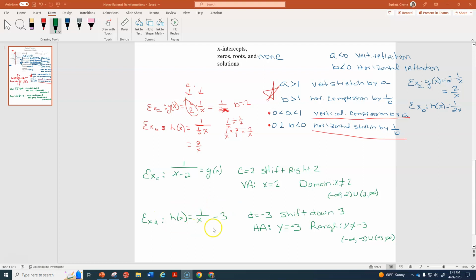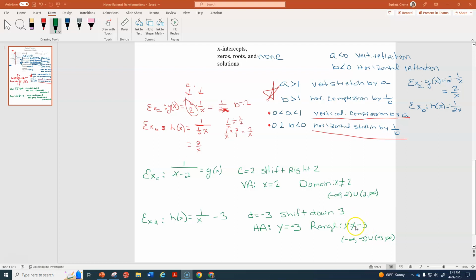In this example, we've got 1 over x, and then the -3 is on the outside. It's not in the denominator. It's a number over here at the end of the problem. That's how we know it's a D. The D is always what we see. We see a -3, so D is -3. That means I've shifted down. My horizontal asymptote is going to shift down, which means it's at y equals -3, and that's where my range can't be.